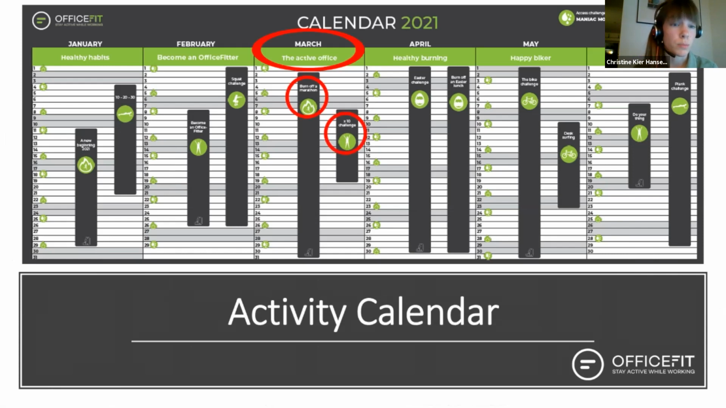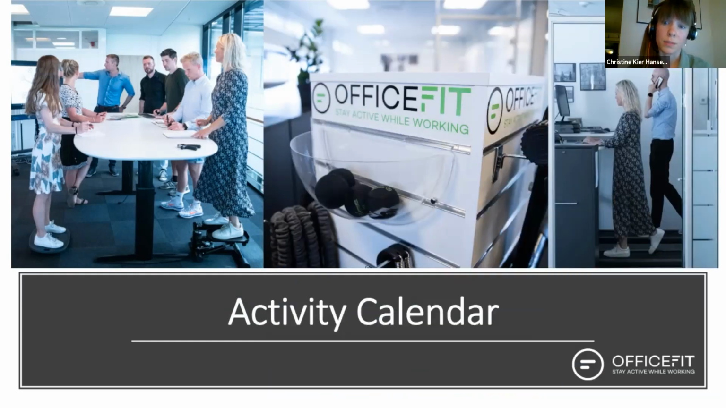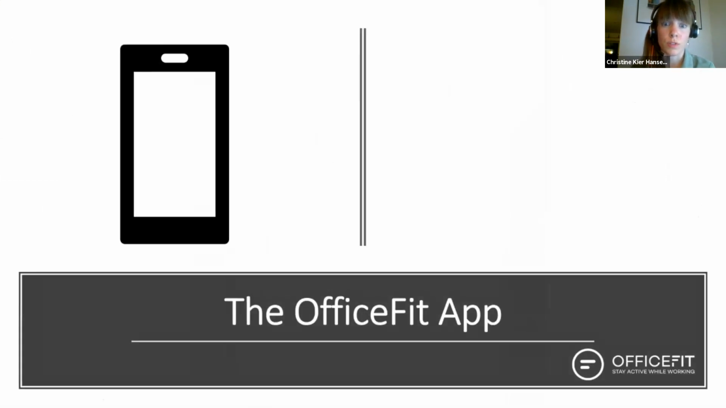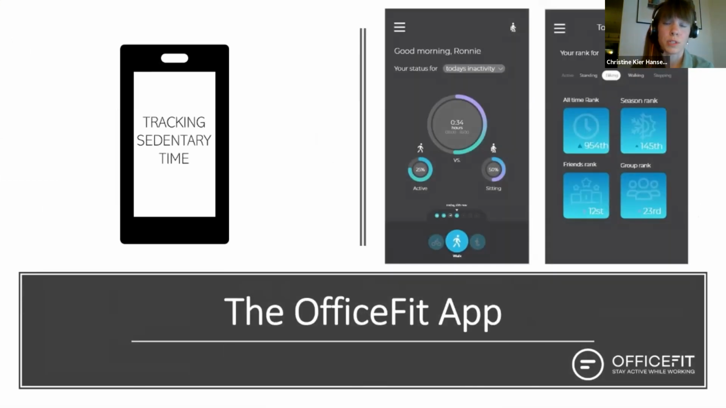Every month, each employee is provided with information regarding the monthly theme and the two challenges, being both an app and a non-app challenge. The calendar is hung at Michelle's workplace and, together with the equipment, makes the active office culture visible and, more importantly, easily accessible. As mentioned, the activity calendar works closely together with the app. So the app is, of course, also introduced at the presentation.